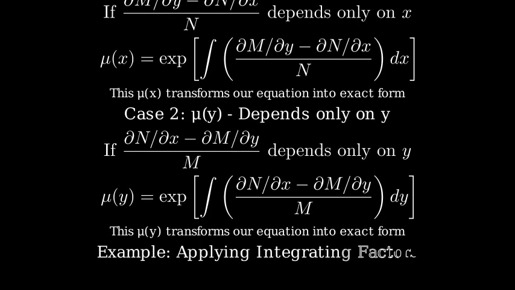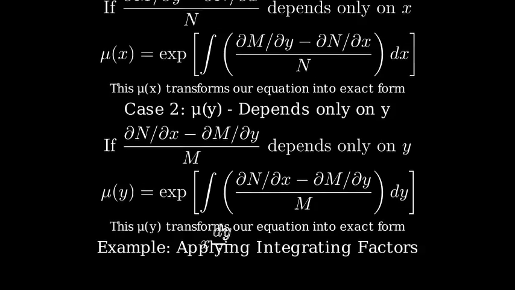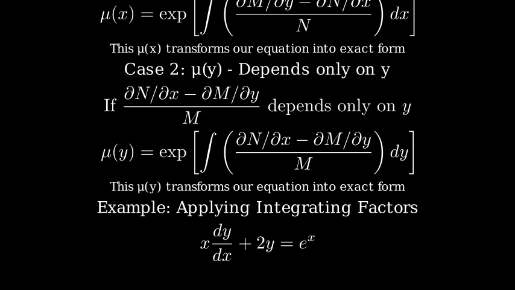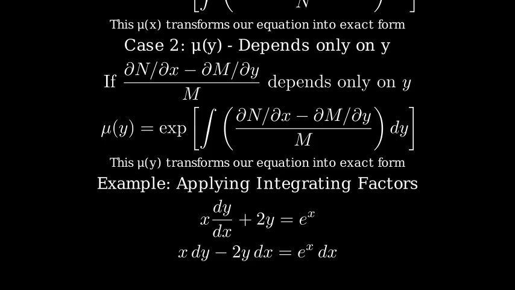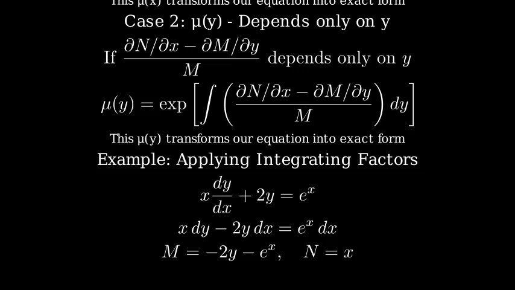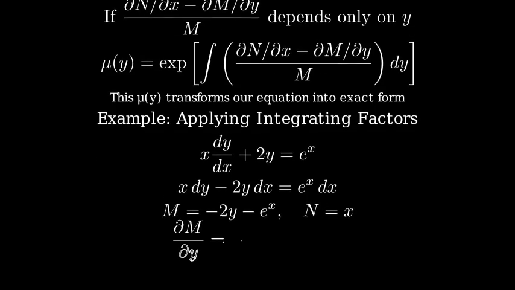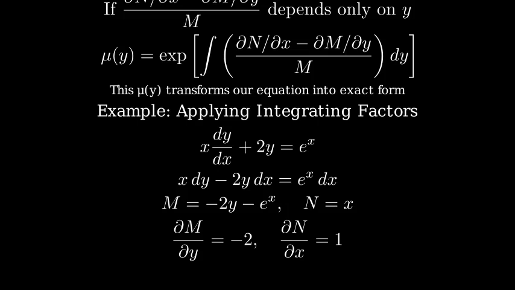Let's work through an example to see how integrating factors are applied. Consider the differential equation, x dy/dx + 2y = e^x. First, we'll rearrange into standard form: x dy - 2y dx = e^x dx. Comparing with our general form, M dx + N dy = 0, we have M = -2y - e^x, and N = x. Now we check if either of our conditions for an integrating factor applies. Let's compute the partial derivative of M with respect to y, which is -2, and the partial derivative of N with respect to x, which is 1.